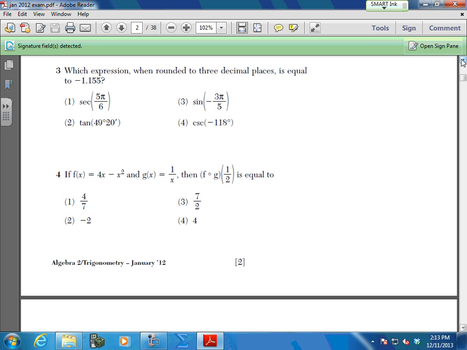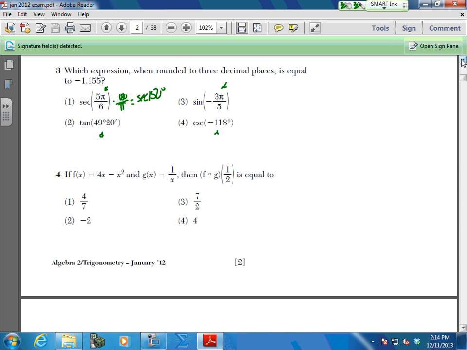Which expression, when rounded to 3 decimal places, is equal to negative 1.155? Now, that means you can put these in your calculator. If you're more comfortable, some of these are radians, radian, radian, degrees, degrees. If you're more comfortable working in degrees, convert this. Multiply this by 180 over pi, and this is the secant of 150 degrees. Multiply them and keep them there.